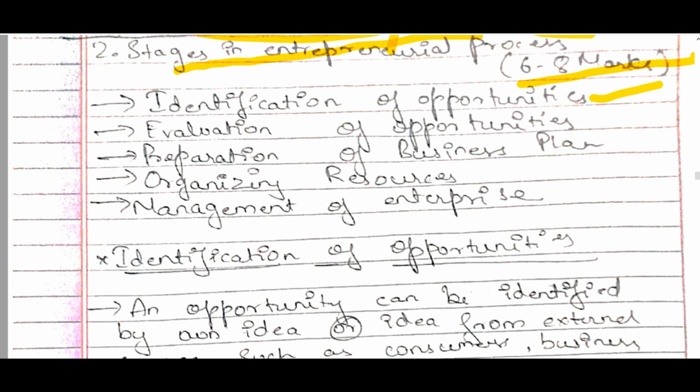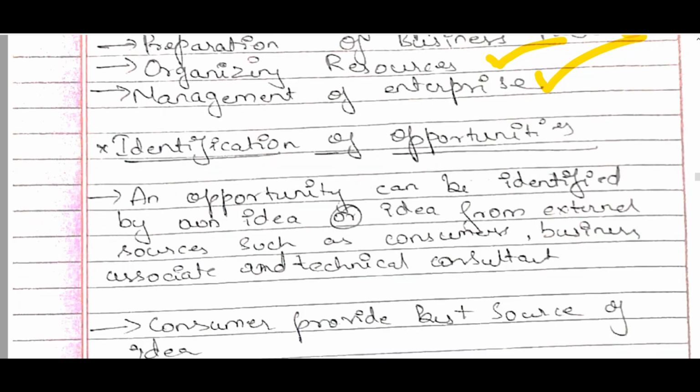Identification of opportunities, evaluation of the opportunities. An entrepreneur has to follow the entrepreneurial process. He has to first identify an opportunity, like Mukesh Ambani identified an opportunity in the Indian telecom industry. Then he evaluated the opportunity in the form of preparation of a business plan. He made a business plan in 2010, organizing resources. He made the 4G development back in 2010, management of enterprise. So he managed the enterprise.